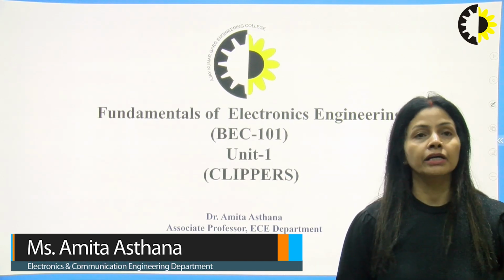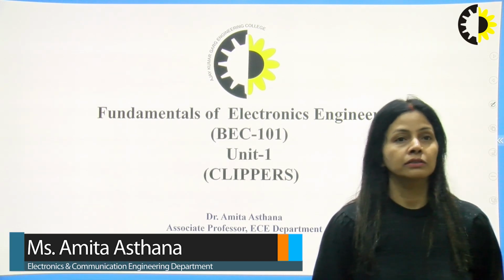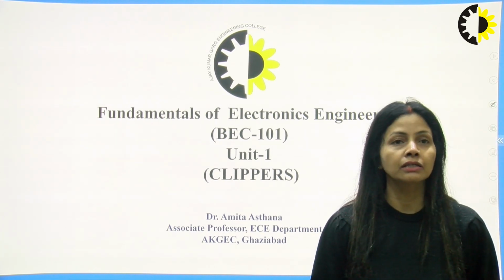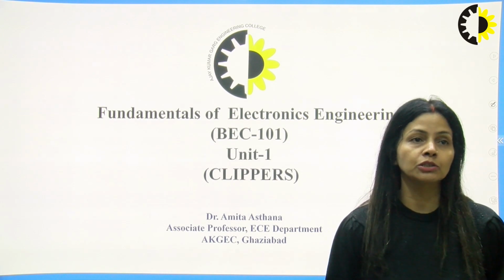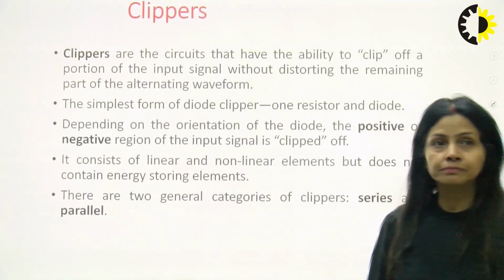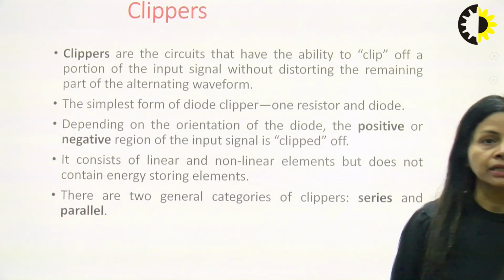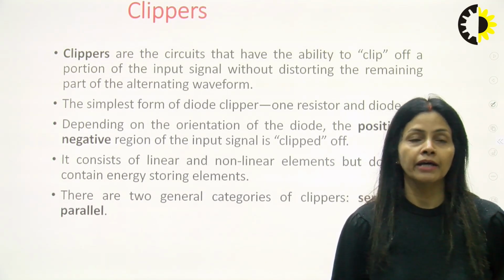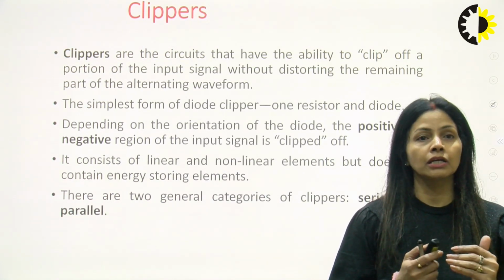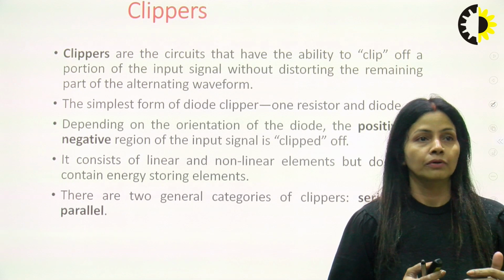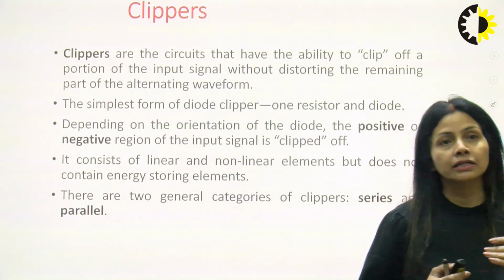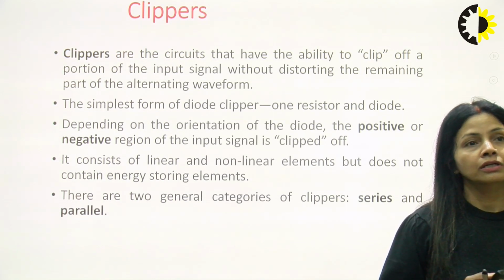Today, I have taken the topic from the first unit of Fundamentals of Electronics Engineering, the subject code being BC101. So, we will discuss the clipper circuit. The clipper circuits have the ability to clip some portion of any given input waveform. The clipper circuit is made up of resistors and diode.